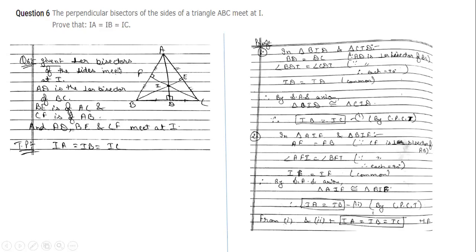So write down given: perpendicular bisectors of the sides meet at I. AD is the perpendicular bisector of BC, BE is of AC and CF is of AB. And AD, BE, CF meet at point I. This is our given thing. What we have to prove? We have to prove that IA, IB and IC, these three are equal. So come to the proof.